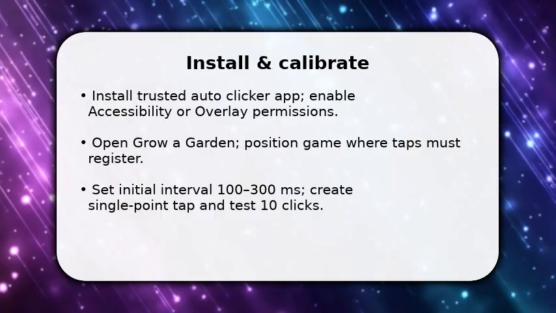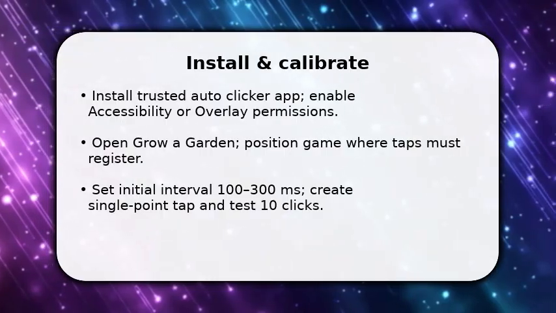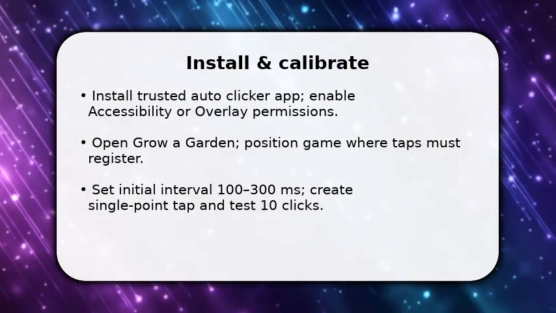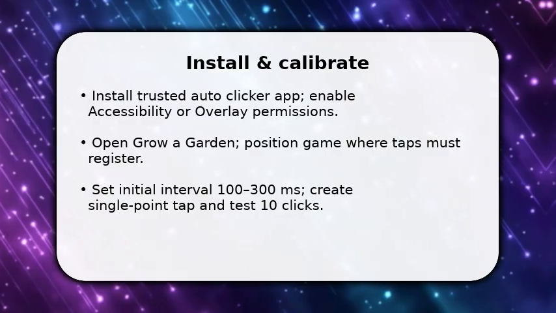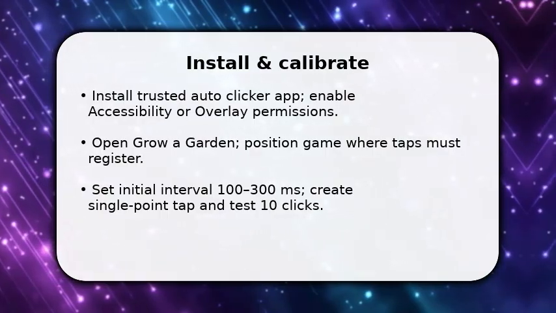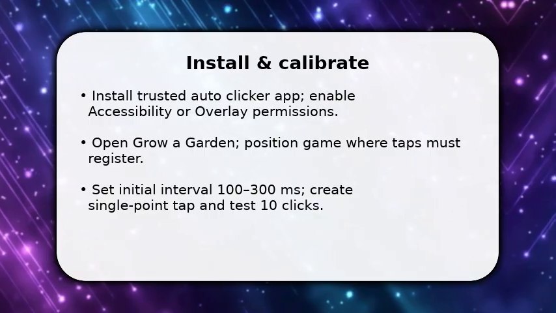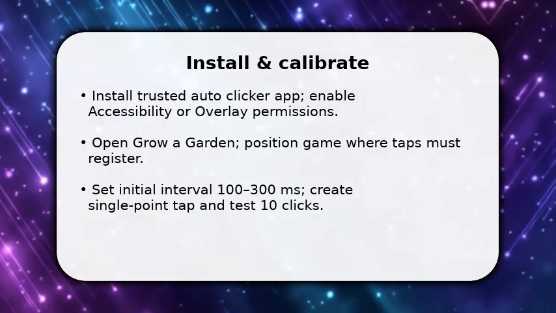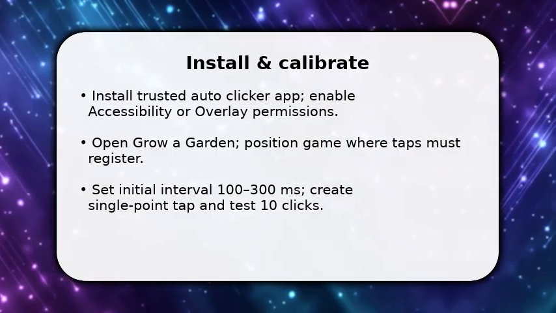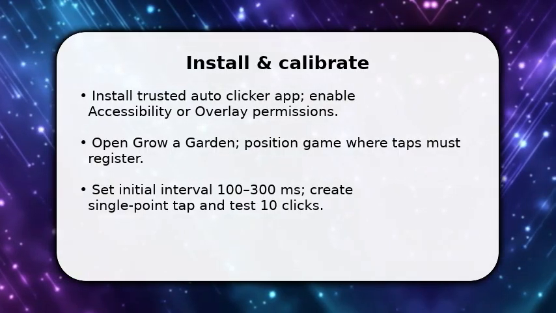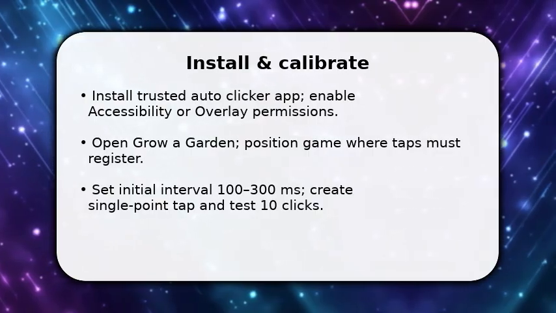You start by installing a reputable auto clicker and granting accessibility or overlay permissions so taps register reliably. Once done, open Grow a Garden and position the area you want automated. You then set an initial interval of 100 to 300 ms and create a single-point tap sequence. Make sure to test with 10 clicks to confirm placement.